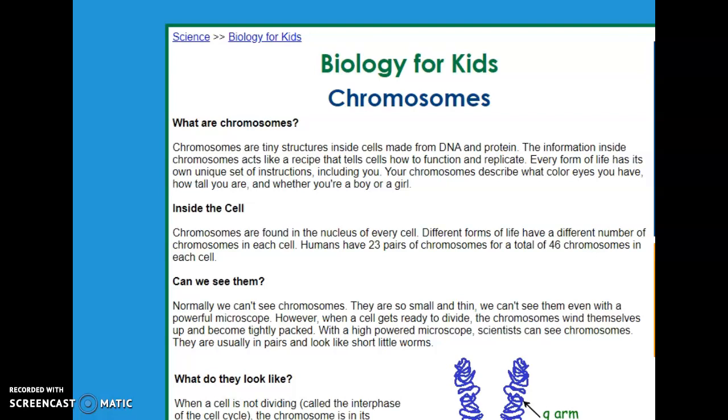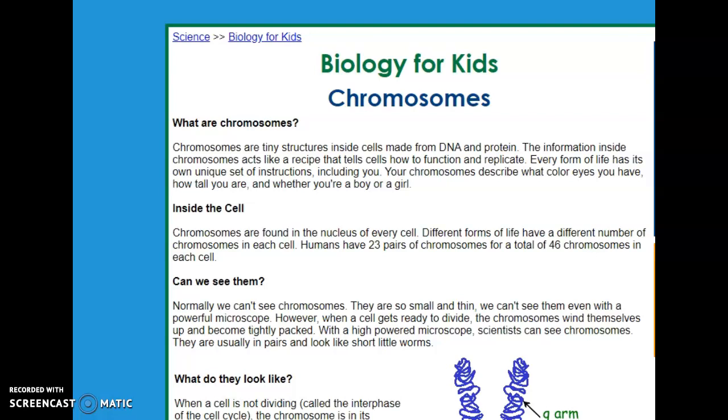Inside the cell. Chromosomes are found in the nucleus of every cell. Different forms of life have a different number of chromosomes in each cell. Humans have 23 pairs of chromosomes for a total of 46 chromosomes in each cell.